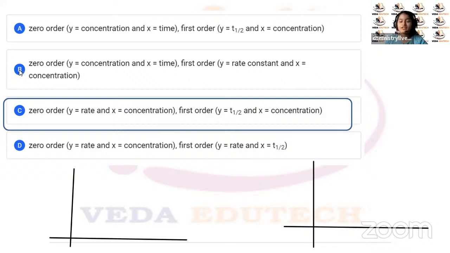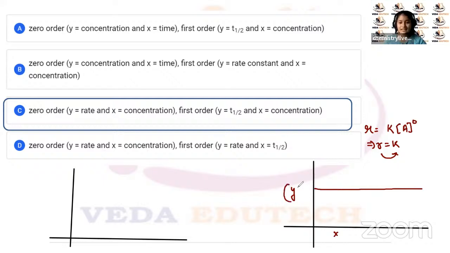For zero order reaction, children. For which order reaction? For zero order reaction. We know that R is equal to K into A to the power 0, which implies R is equal to K. So the relation between R and K, for rate and concentration. So we can say that this was Y and this was X. So this is rate. Rate is not dependent on concentration. So X is going to be concentration. Yes. So R is rate and X is concentration.